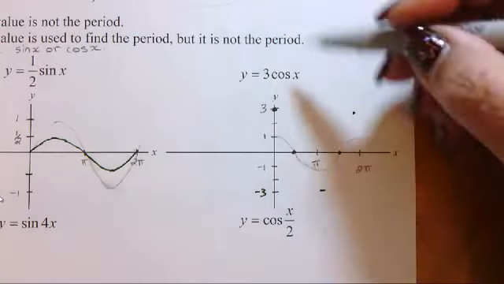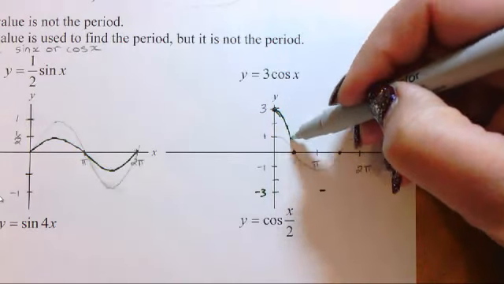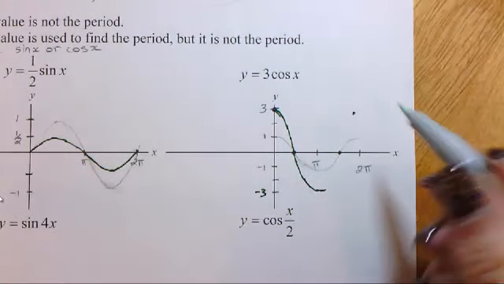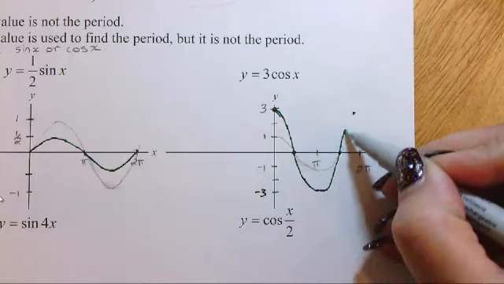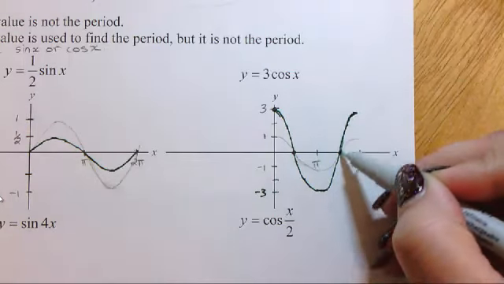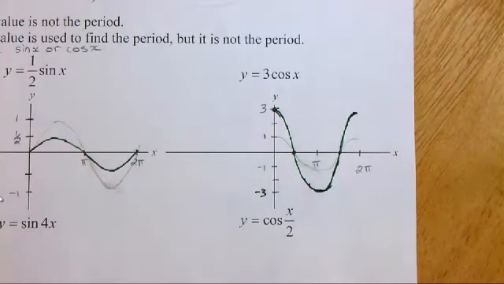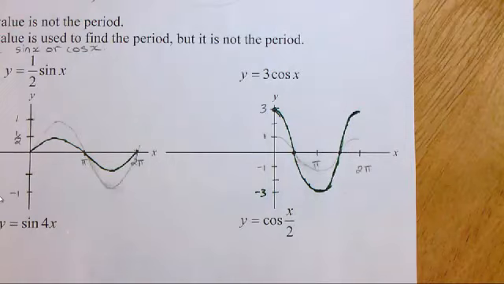So let's draw in our cosine. I'm living on the edge, kind of dangerous using a marker to draw these, because if I make a mistake, then it's forever there. Okay, all right, so there you go. It comes back up like that, and there's your 3 cos x.